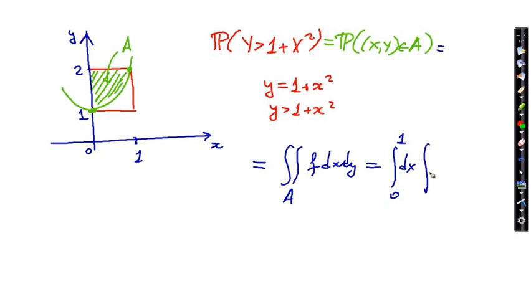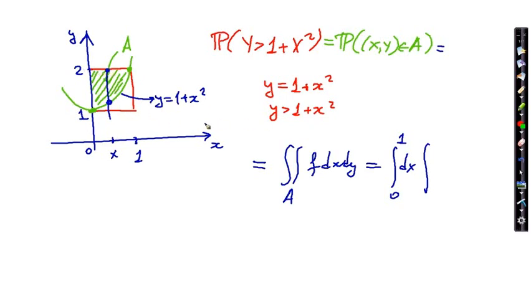And now I need to write where y is running. So if I fix x, so this is x, for that x, the points inside our region A will be from this point. By the way, the equation of this line is y equal to 1 plus x squared. So this point will be 1 plus x squared exactly, and this point is 2.